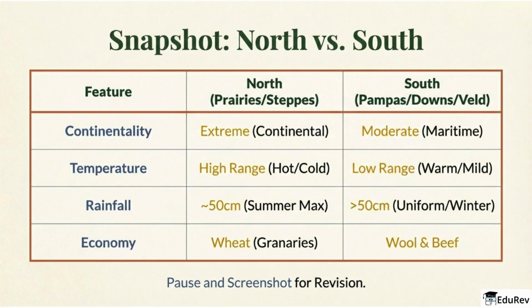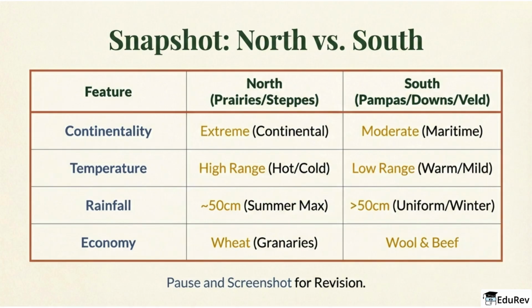Now consolidate the whole comparison. In the north, prairies and steppes, the climate is strongly continental. Temperature range is high, with hot summers and very cold winters. Rainfall stays around 50 centimeters, often with a summer maximum. And the dominant economic image is wheat, which is why these regions became granaries.